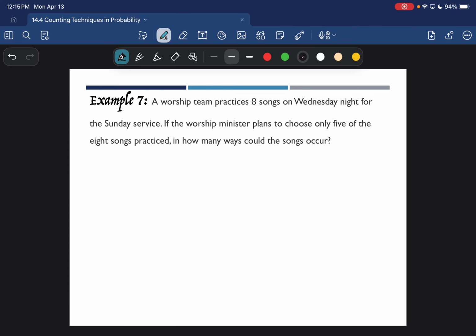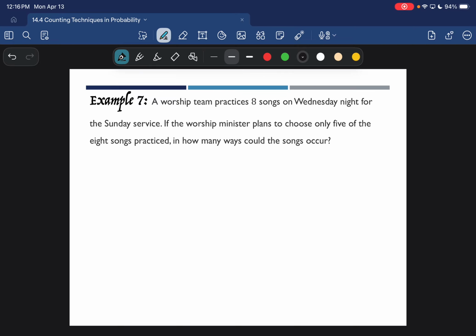All right, a worship team practices 8 songs on Wednesday night for the Sunday service. If the worship minister plans to choose only 5 of the 8 songs practiced, in how many ways could the songs occur? All right, so what do we think? So you think it's a permutation of like objects? You think it's a combination?